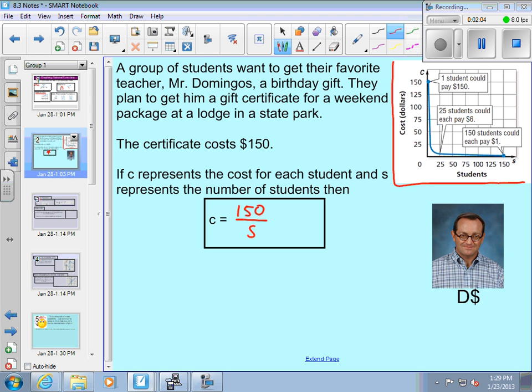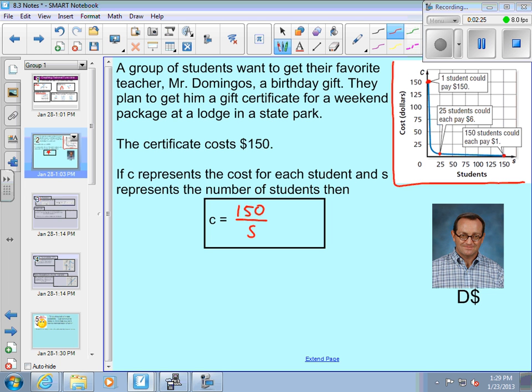One student could pay $150 up at this point. We could have 150 students, each pay $1 would get it. Or you could have some combination in between, like 25 students paying $6 right here. But if you graph out all the combinations that work, you get this different shape. This is an example of a rational function.